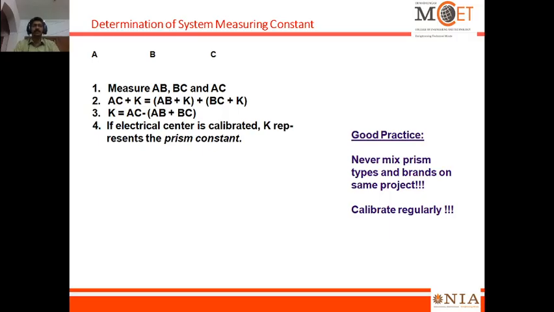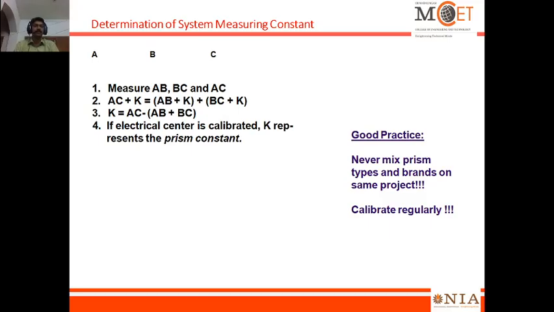Determination of the system measurement constant: measure AB, BC, AC. AC plus K, where K is the constant to be determined, is equal to AB plus K plus BC plus K. What is K? K can be calibrated as AC minus (AB plus BC). If the electrical center is calibrated, K represents the prism constant.